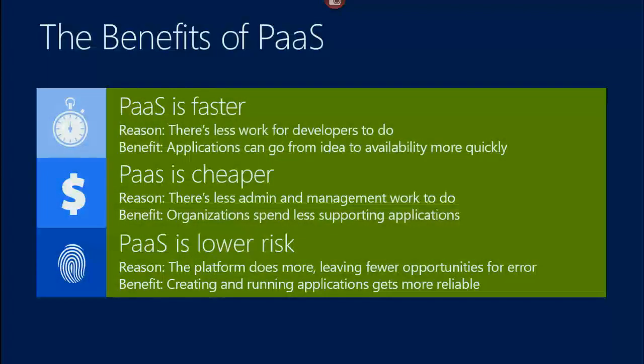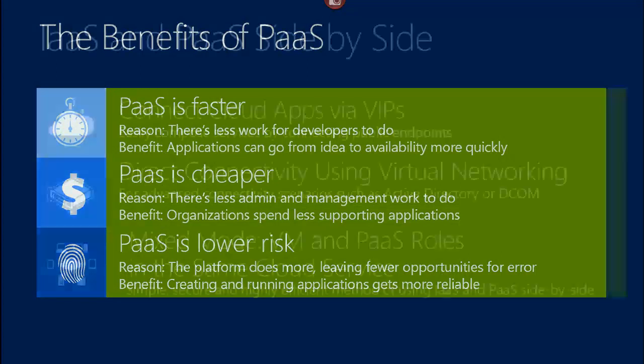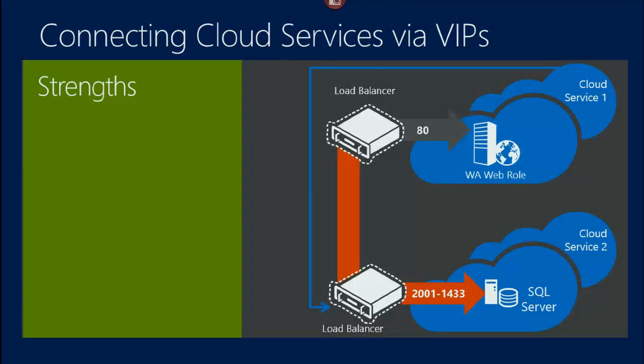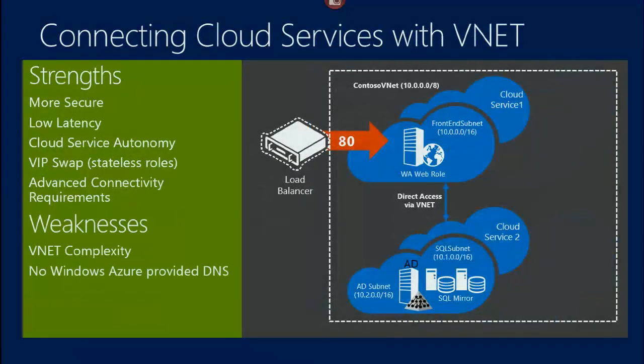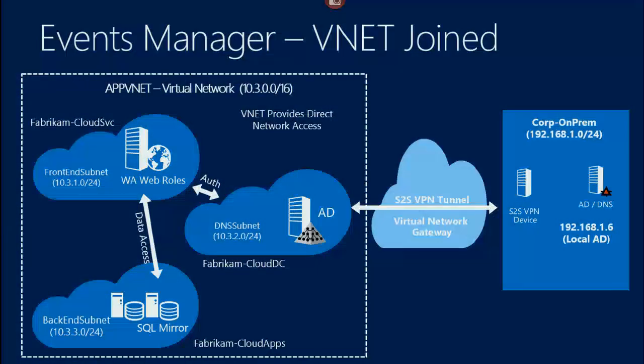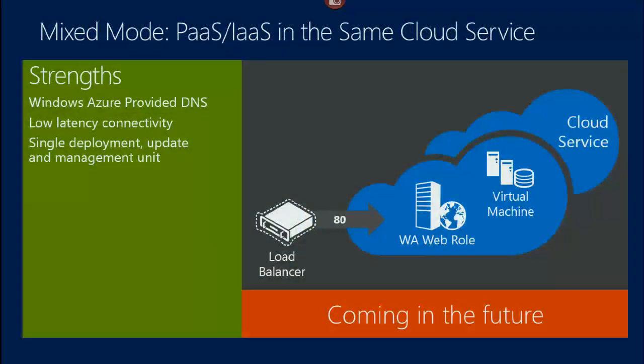It's a web front end and SQL backend in VMs. That's a great application to PaaSify over time. Those front ends are stateless, so there's no reason to have them be IaaS virtual machines. We can have them be web roles. Today you can connect your web roles and your VMs in a few different ways. One is through VIPs. Another is to put them in the same VNet. Another is to domain join, to connect them to a domain joined system. So you can actually domain join your web roles or worker roles as well.